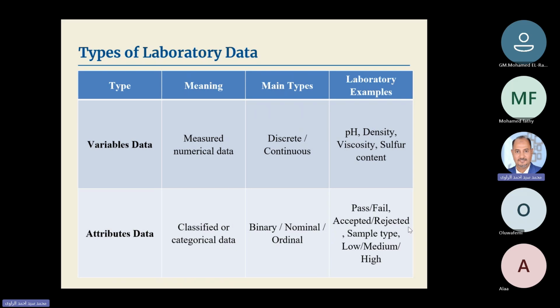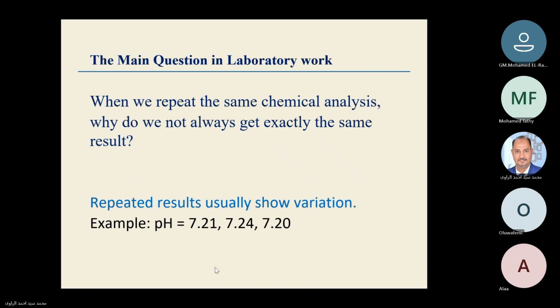Like turbidity, we have low turbid water, medium turbid, high turbid, and also as hardness of water, we have soft water, hard water, very hard water. We can call these data attributes data or categorical data.